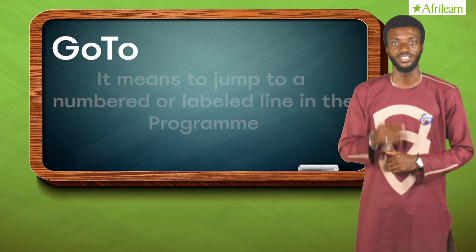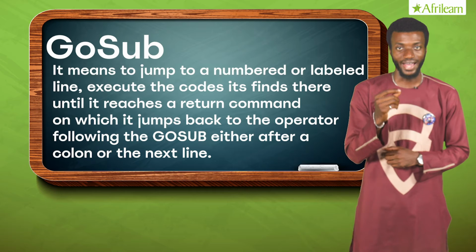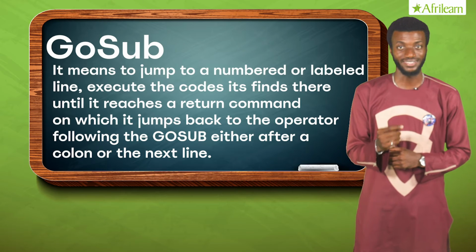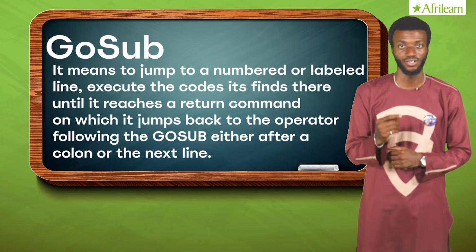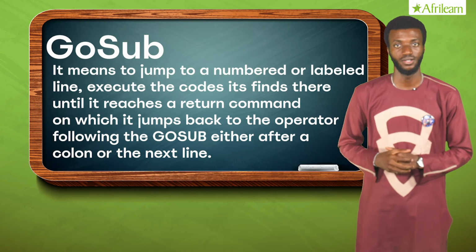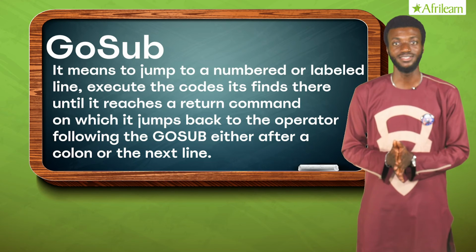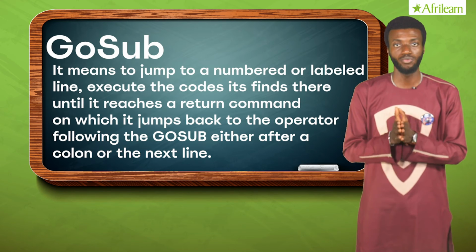Another keyword is go sub. It means to jump to a numbered or labeled line, execute the code it finds there until it reaches a return command, on which it jumps back to the operator following the go sub, either after a colon or on the next line. This is used to implement subroutines.